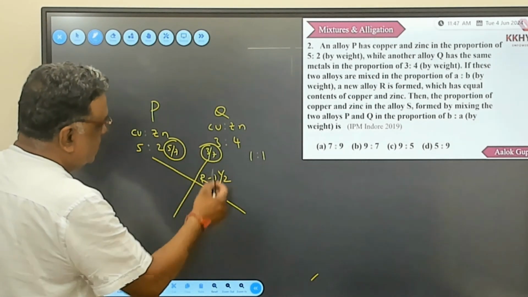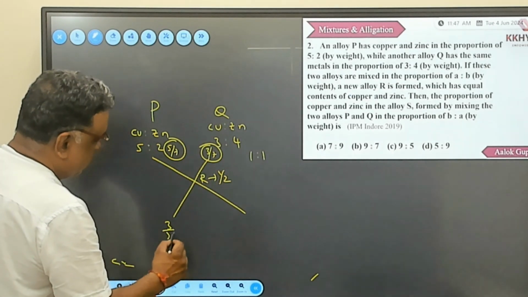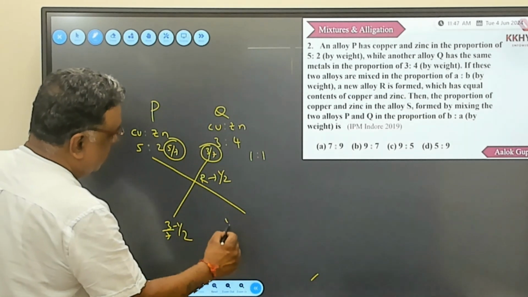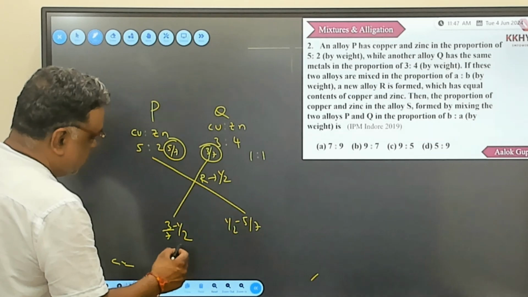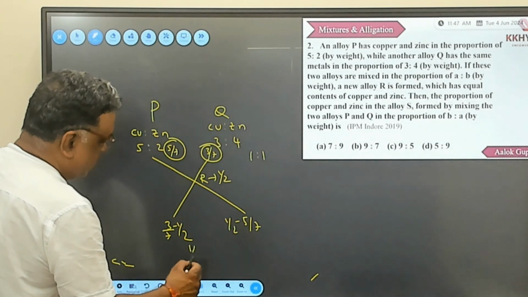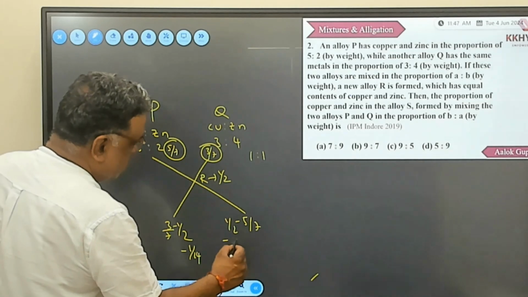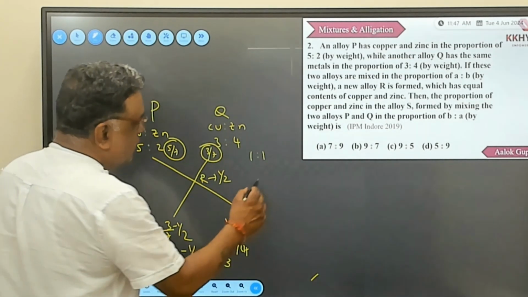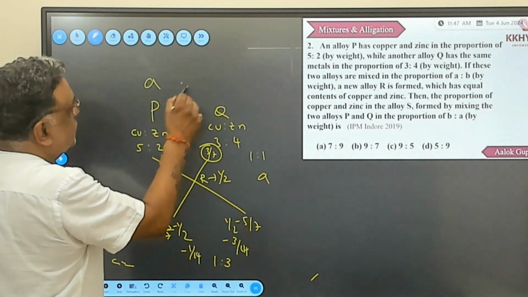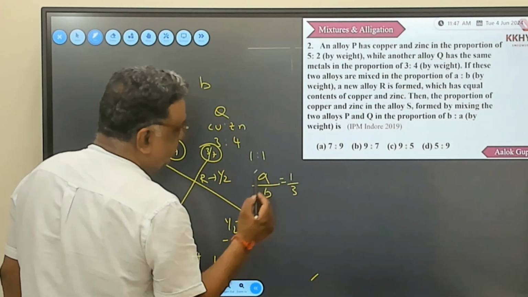So when I take 3/7 minus half and half minus 5/7, this will be 1/14, and this would be 3/14, which means it is 1:3. So the ratio, they are mixed in the ratio A:B. So A upon B is 1/3.